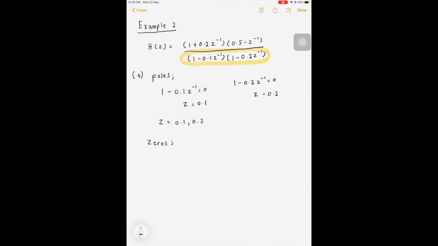Okay, next we move to the zeros value. We have again 1 plus 0.2 z^-1 equal to 0. So z equal to minus 0.2. Next, we have 0.5 minus z^-1 equal to 0. So z equal to 2. So the zeros value is minus 0.2 and 2.